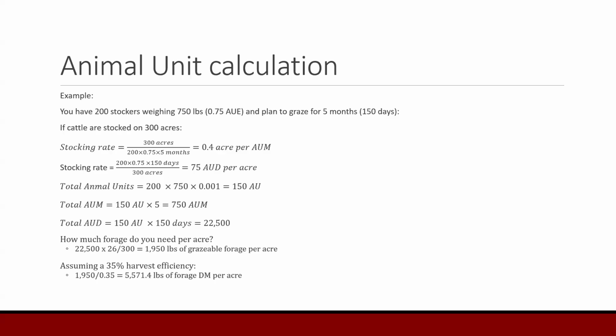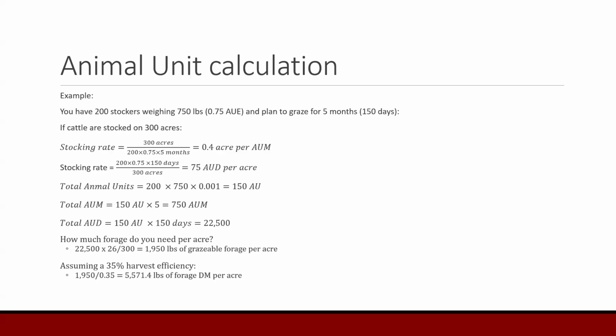So 300 divided by 200 times 0.75 times 5, our stocking rate is 0.4 acres per animal unit month. We could go animal unit months per acre, just the inverse of that, right? We wanted to express that in animal unit days. So 200 times 0.75 times 150 days divided by 300, that would be 75 animal unit days per acre.